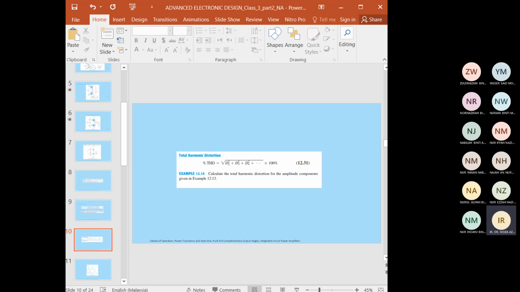All right, based on example 12.13, calculate the total harmonic distortion for the amplitude components. Okay, so we have until the fourth harmonic just now. So actually there are 3 components that need to be summed up to get the total. So how much do you get for the percentage of THD?